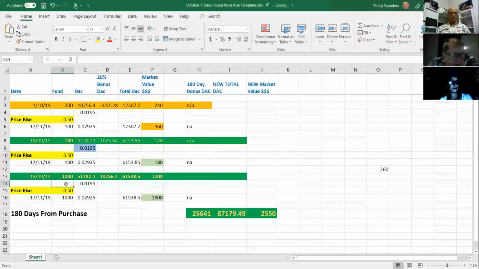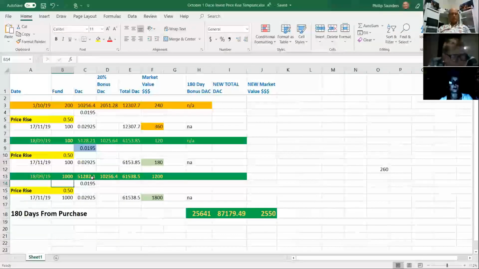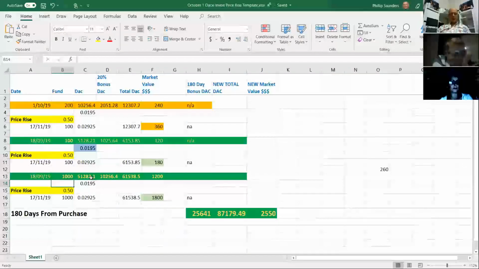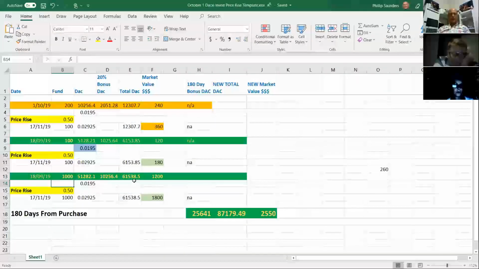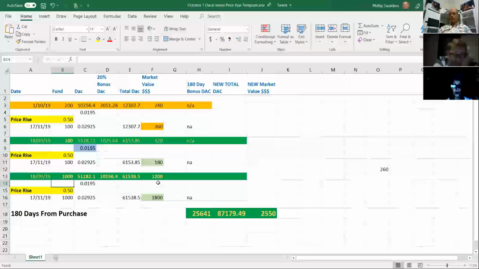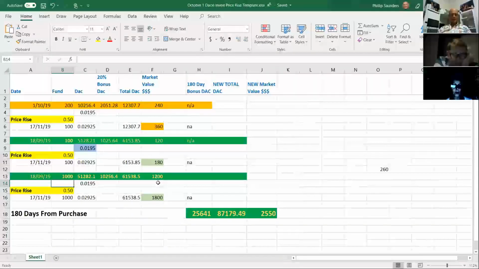There's a problem. 51,000. Oh no, that's right, isn't it? That's okay. So you're going to get 51,000 DAC plus 10,000 as a bonus, adding up to a total of 61,538.5. As it's shown there, you immediately get $1,200 worth of DAC.